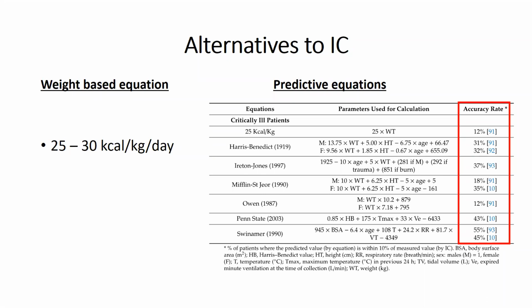Of the predictive equations, the Harris-Benedict and the Mifflin-St. George, they are derived out of normal populations, non-hospitalized, non-critically ill. The Penn State, Swinamer, and Ireton-Jones were derived in hospital-based populations.